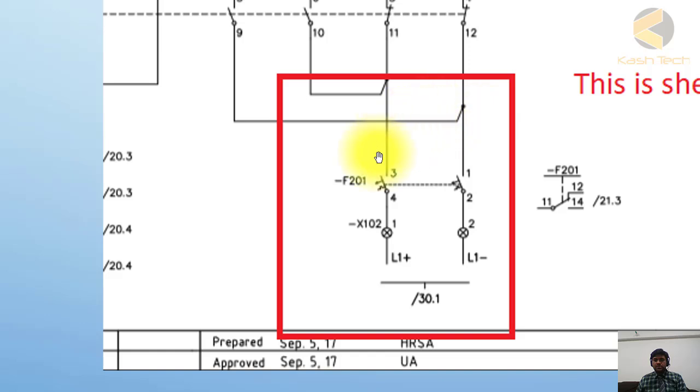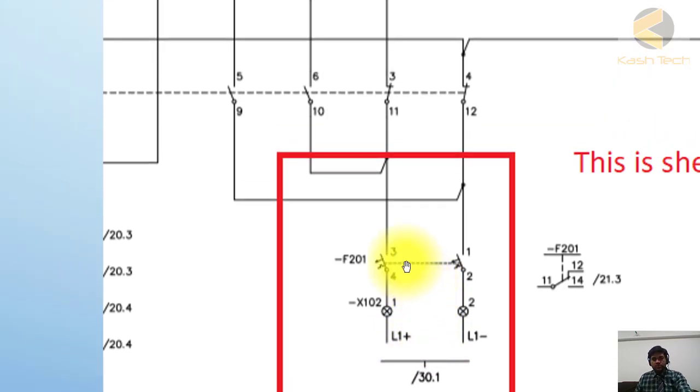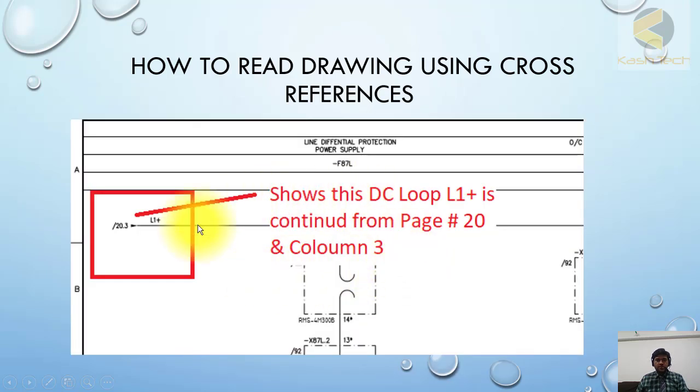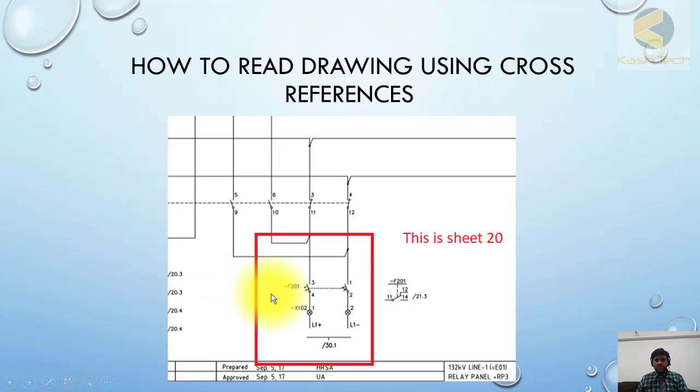Luckily F201 is available here. So you can see here, this is L1 plus. Plus means the positive supply of the DC system of the loop, and this is the negative supply. It is terminating to 30.2, so 30.2 is this sheet, and it is coming from 20.3. Just go to 20.3. Now I have seen this is sheet number 20.3, and this is the supply coming. This is very basic information I have given you.